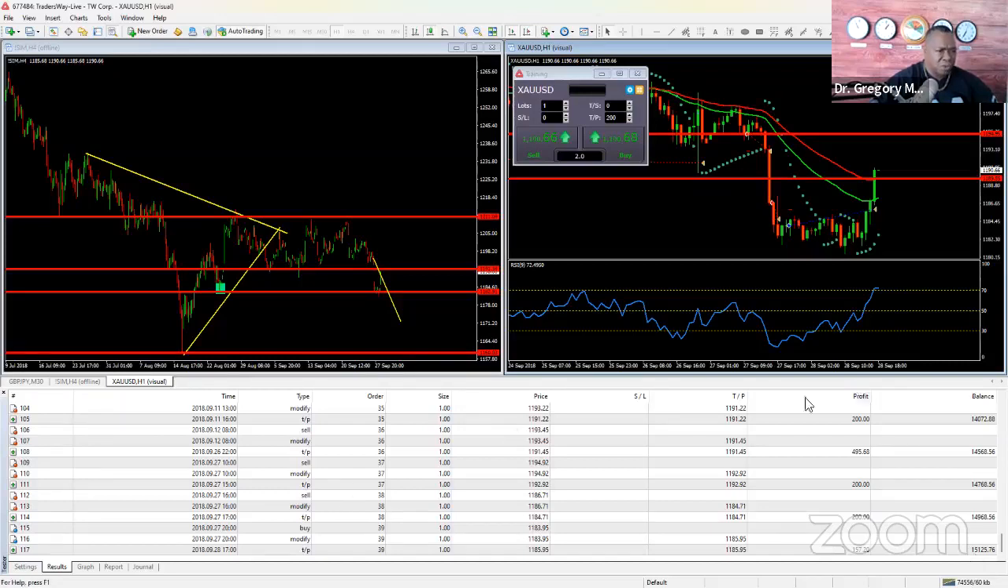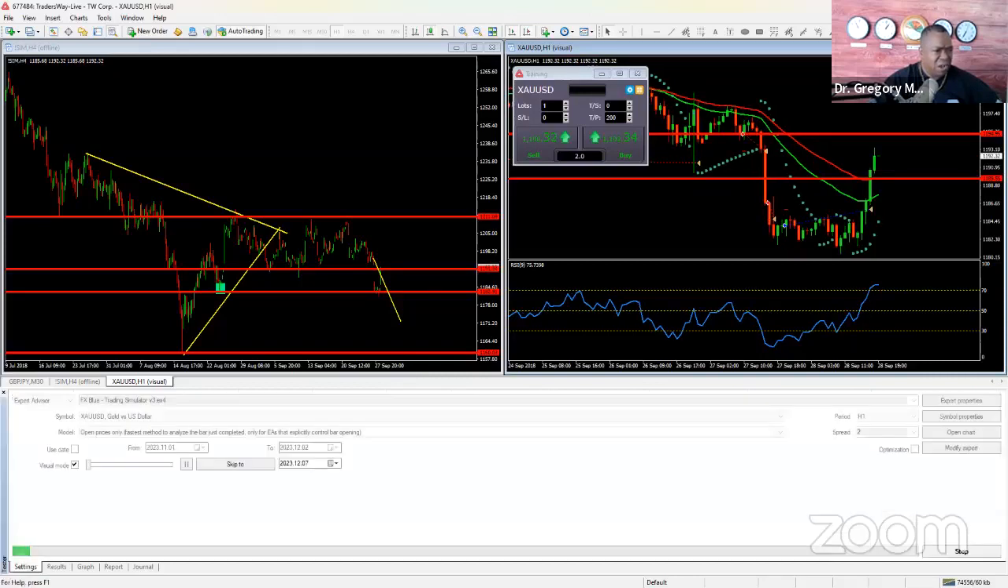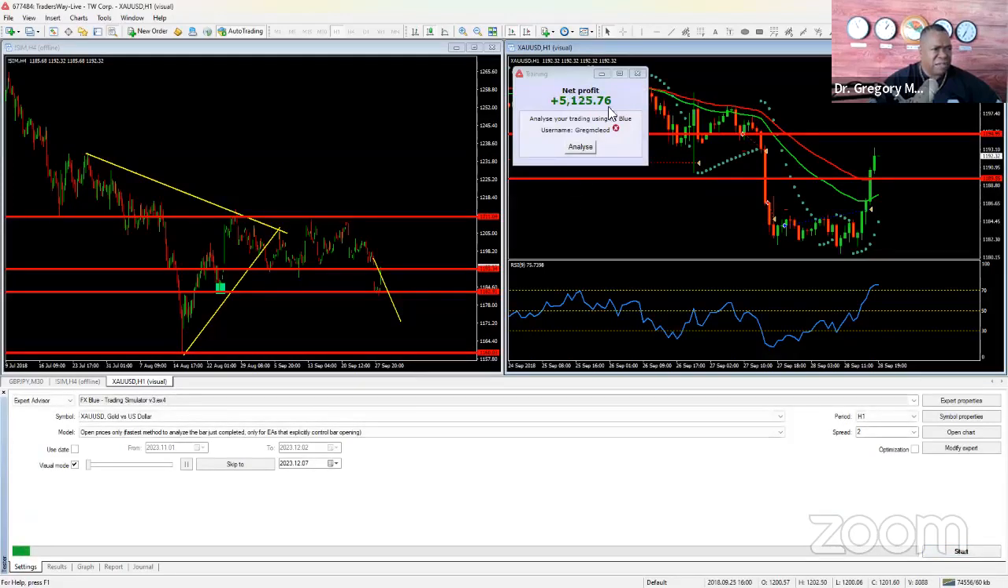Now I can continue doing this back and forth using this strategy, but you should pretty much get the idea that when you have a strategy and you have a plan, you can make consistent gains, especially in a pair like gold. And it really doesn't matter what time of the year it is, we can do that. And I can go ahead and press stop, and we can see we made 5,125.